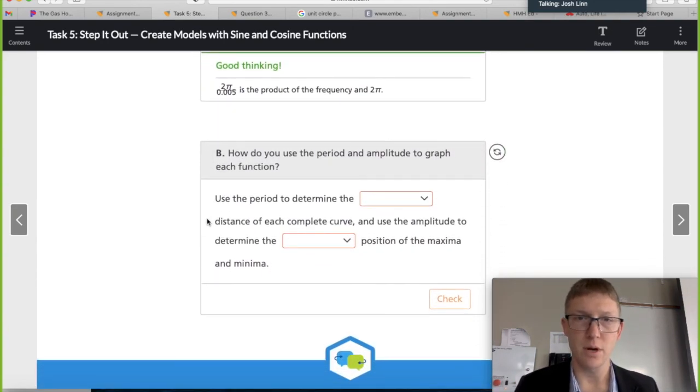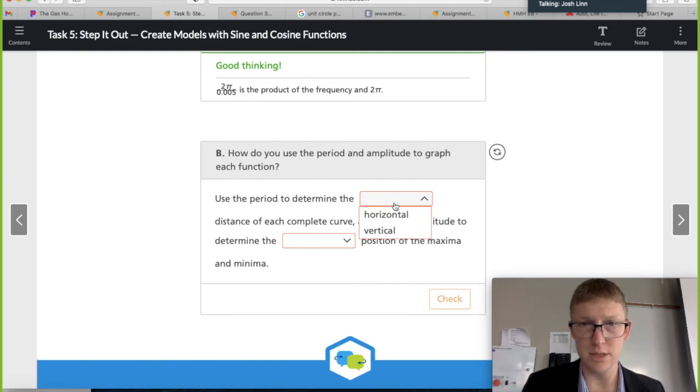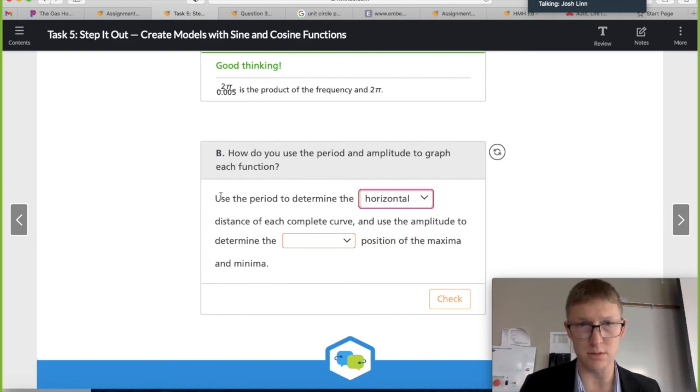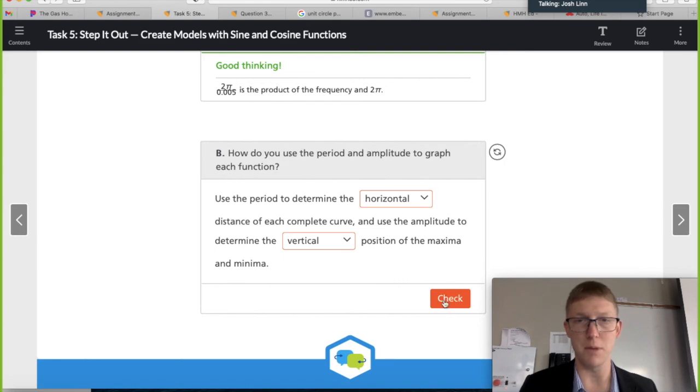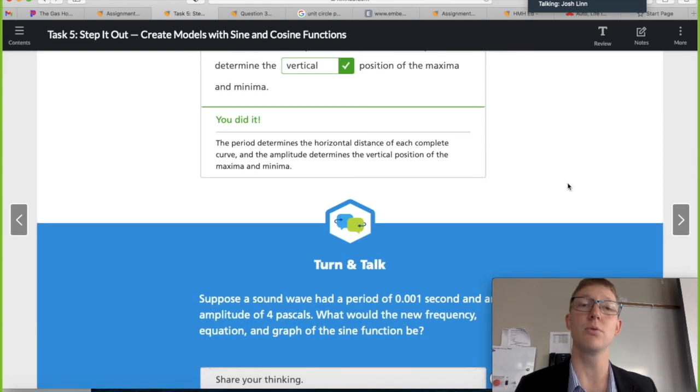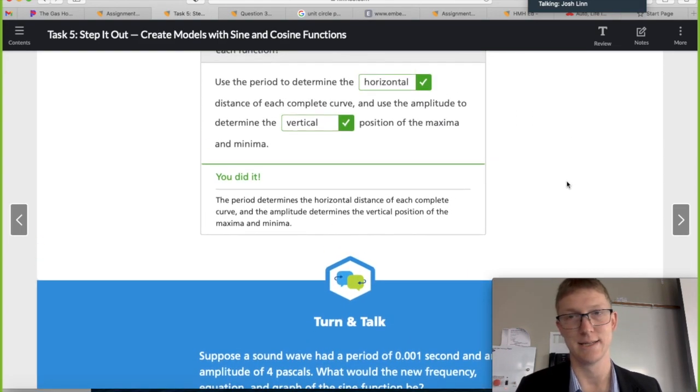But so how do you use the period and amplitude to graph each function? So that's kind of what we were doing. You use the period to determine the horizontal distance of each curve, and you use the amplitude to determine the vertical position of the maximum and minimum. You did it. And I think that's it for this lesson. Try out the Check on Learning and see how it goes.